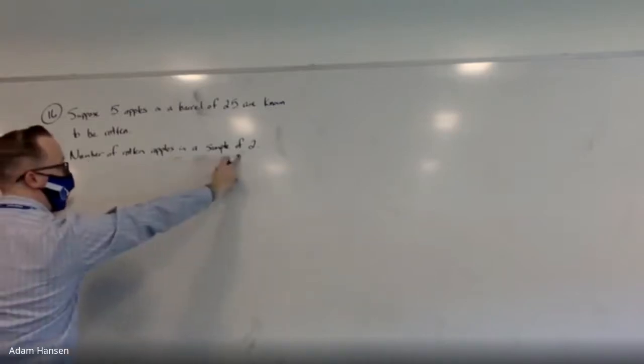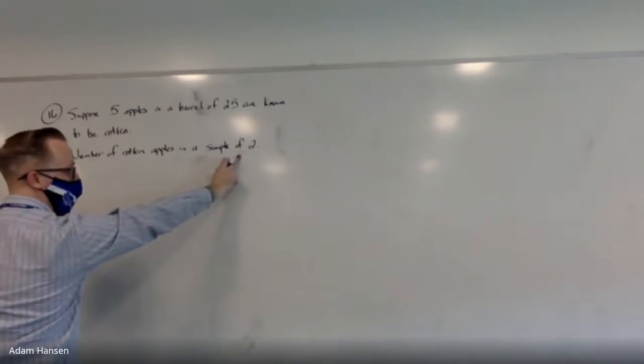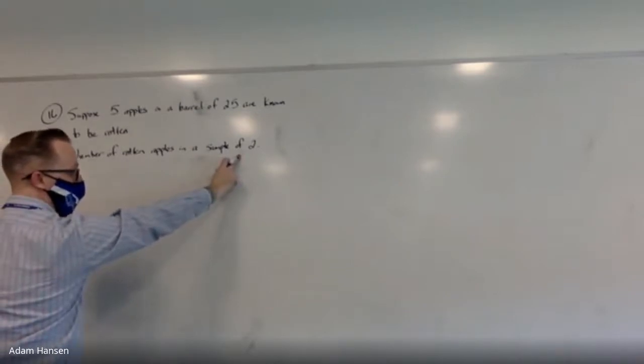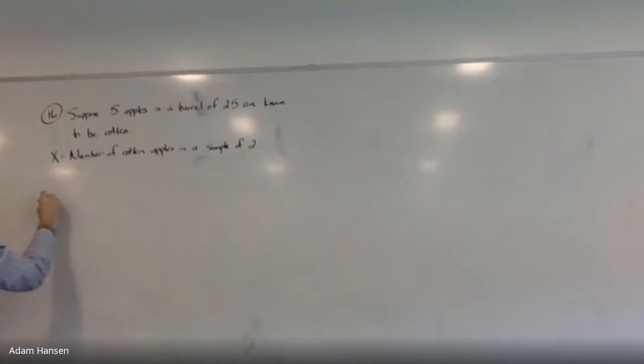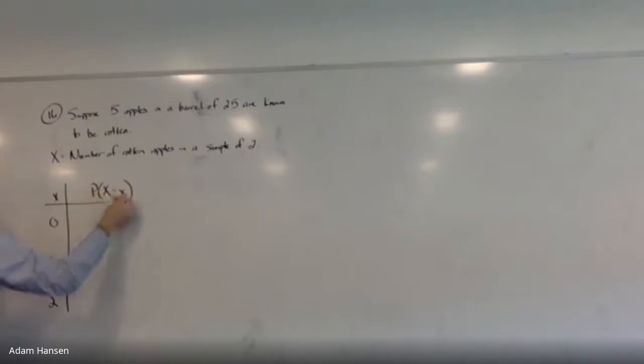Capital X is the number of rotten apples in a sample of 2. That's what's random about this. How many rotten apples did I pull out? And I can pull out either 0 or 1 or 2. So here is our distribution table. I need to figure out what's the probability of each of these specific events happening. Grabbing no rotten apples, 1 rotten apple, or 2 rotten apples, right?